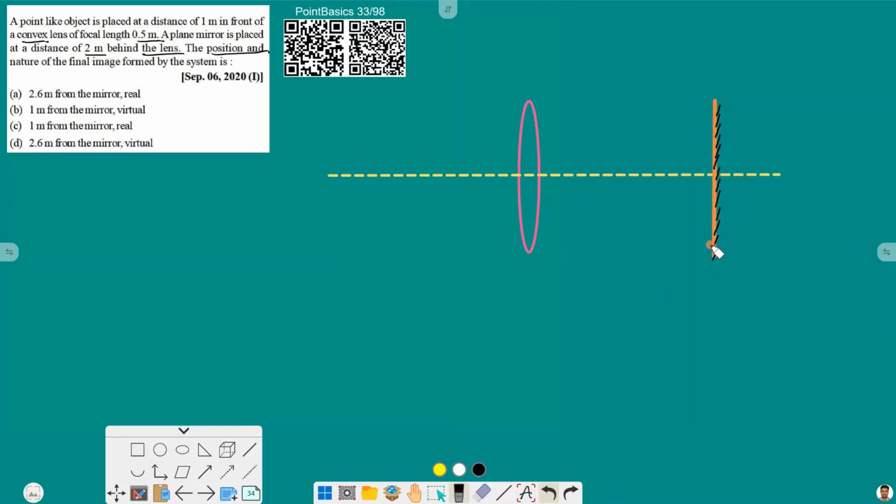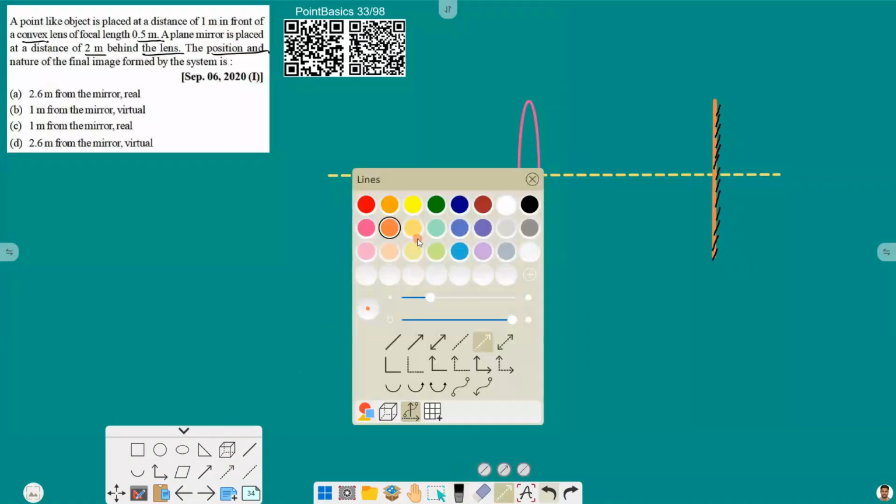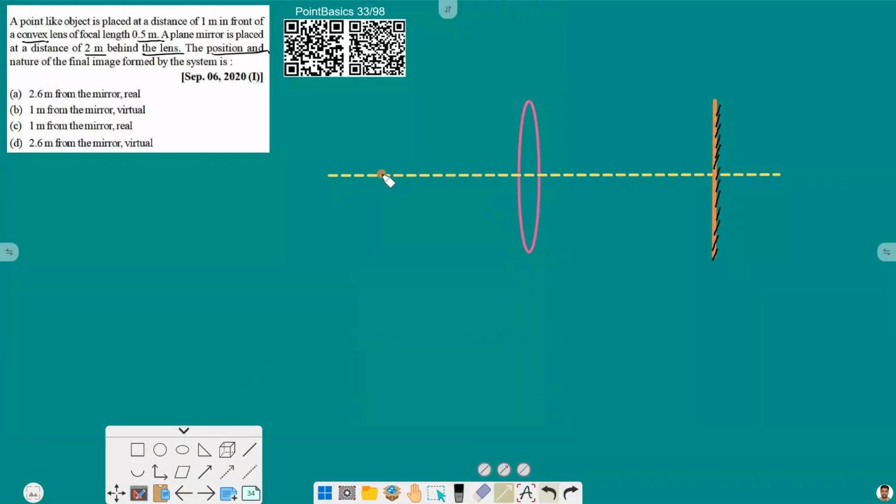So what will happen here? Suppose we have some object here, then this lens will form an image of this object here. Suppose this is the image formed. Now this mirror will again form an image of this image.